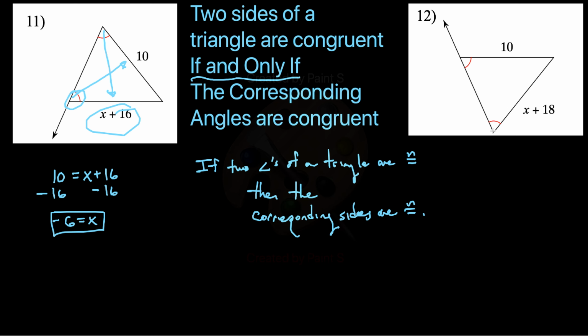And again, similarly, in something like this, this angle is congruent to this angle, then their corresponding sides must be congruent. That means that this side is congruent to the x plus 18. So you get 10 is equal to x plus 18. And you solve for x again, you just subtract 18 on both sides, you get negative 8 is equal to x. And this is doing it the other way, if you're given two angles congruent.